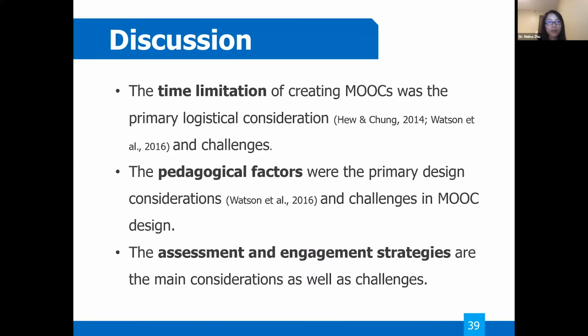So in this study, we found that the time limitation is the primary logistic consideration and also a challenge. However, the primary design considerations and challenges are the pedagogic factors, how to engage learners, and also how to assess students' learning in the MOOC courses.